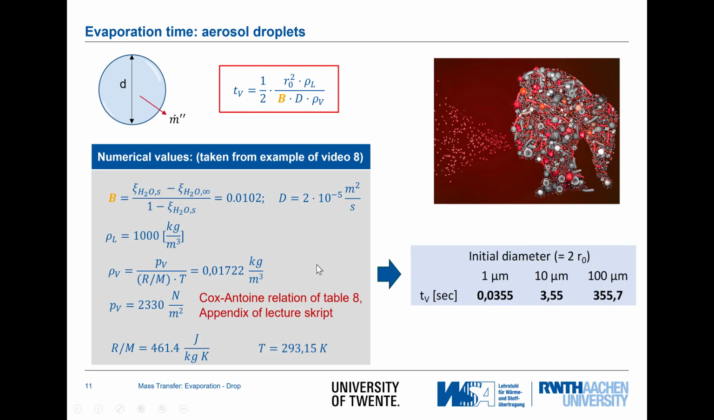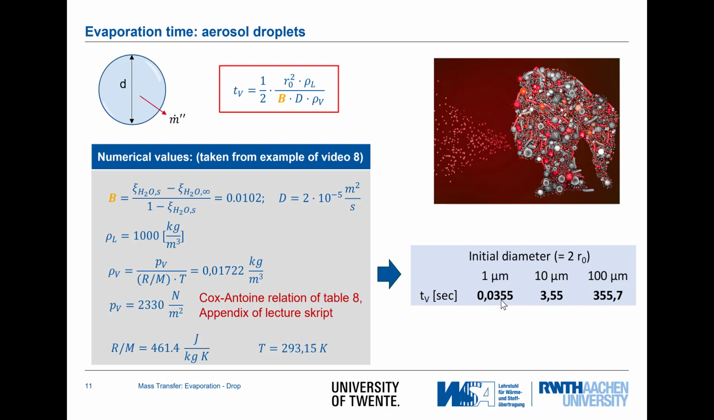If I put now everything in, I calculated for different initial diameters or radiuses, here for 1 micrometer, 10 micrometer, 100 micrometer droplets, the evaporation time. So 100 micrometer is a little bit more than the diameter of one of our hairs, and we talk here almost 6 minutes of evaporation time. Water vapor in 20 degrees centigrade environment. For 10 microns it's 3.5 seconds. For 1 micrometer diameter it's 35 milliseconds. And this is just assuming pure water.